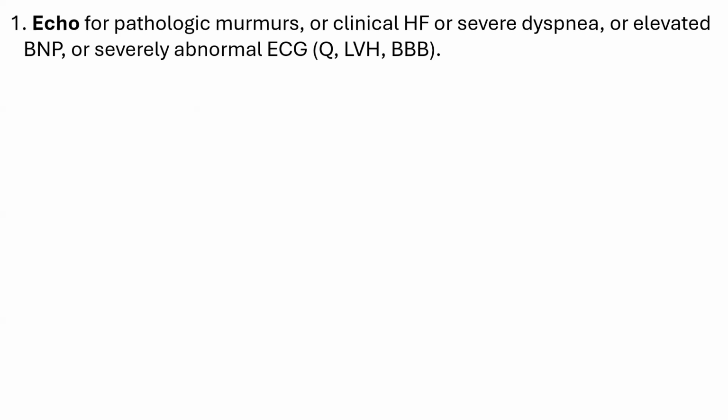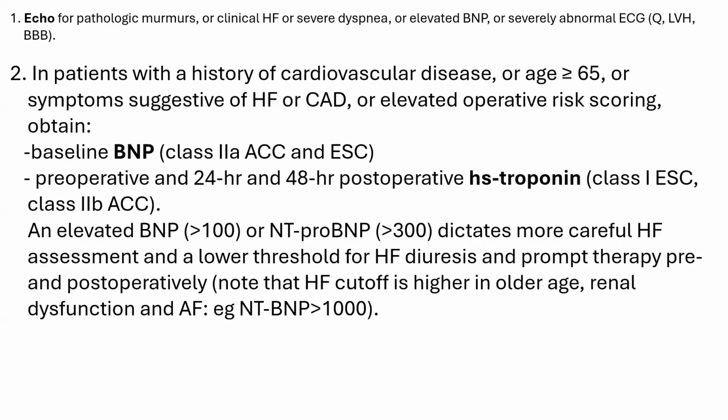Number 2, other cardiac tests in patients with a history of cardiovascular disease or old patients or patients with symptoms suggestive of heart failure or CAD or high operative risk scoring. Consider obtaining BNP, which I like and I favor. And the guidelines mention also pre- and post-operative troponin. It's given a class 2B by the ACC guidelines.